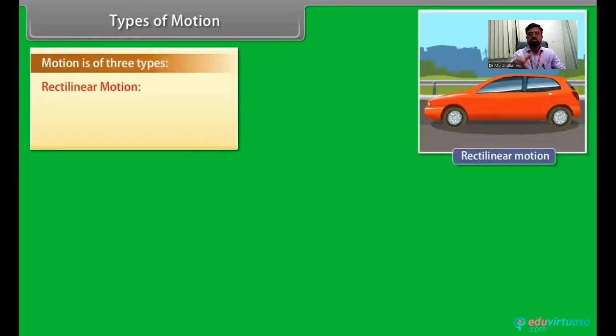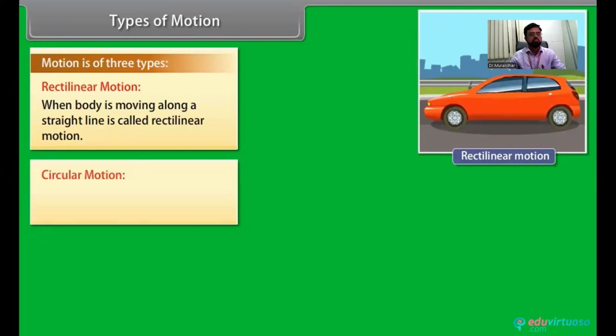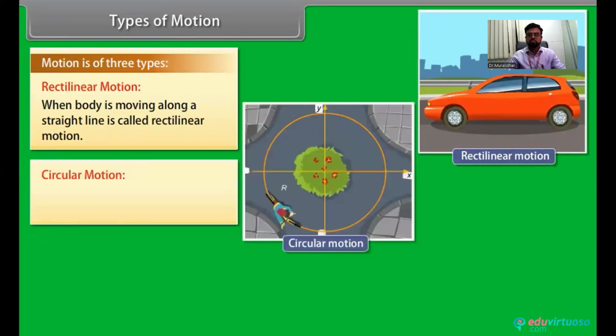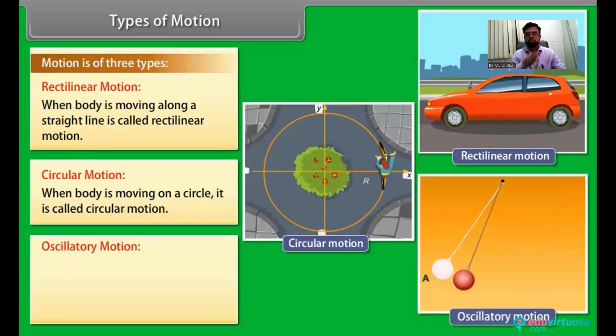Types of motion. So, we discussed motion. We learn only three types in lower classes. 1. Rectilinear motion, that we are discussing. When a body is moving along a straight line, it is called rectilinear motion, motion in a straight line. 2. Circular motion. When a body is moving on a circle, it is called circular motion. 3. Oscillatory motion, to and fro.